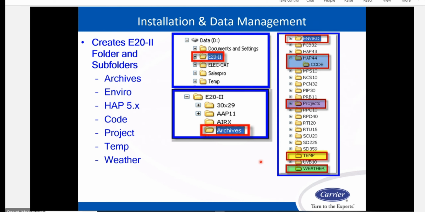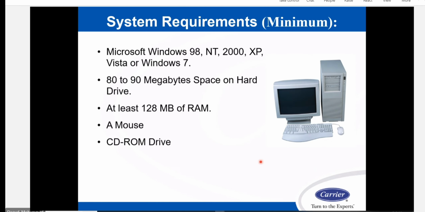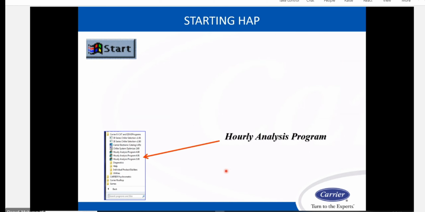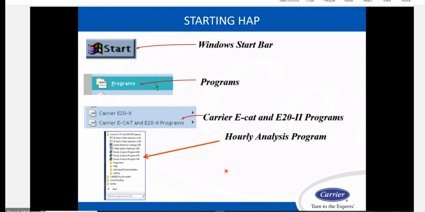Yeah. So HAP is Windows software that can be downloaded and is compatible with all modern PCs. Installation for HAP is generated automatically after you install the HAP file. It creates an E20-II folder and subfolders, which are automatically generated on your PC, like archives, code, project, temperatures, and weather files. To start HAP, from the start menu after installing it, by the way, HAP is part of Carrier eCAT and E20-II programs. From that menu, you can find the Hourly Analysis Program, the HAP file 5.11. You can start the software.